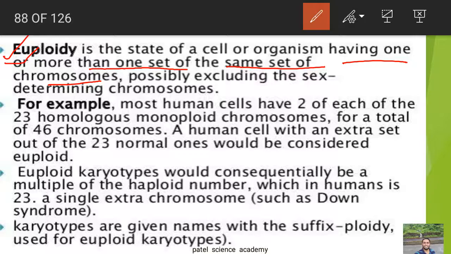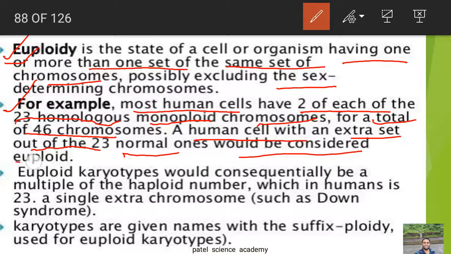So euploidy means the state of the cell or organism having one or more than one set of the same set of chromosomes, possibly excluding the sex chromosomes. Sex determining chromosomes, I mean, apart from the autosomes. So for example, we'll try to learn about euploidy here. Most human cells have two of each of 23 homologous monoploid chromosomes, for a total of 46 chromosomes, and a human cell with an extra set of 23 normal ones would be considered euploid.